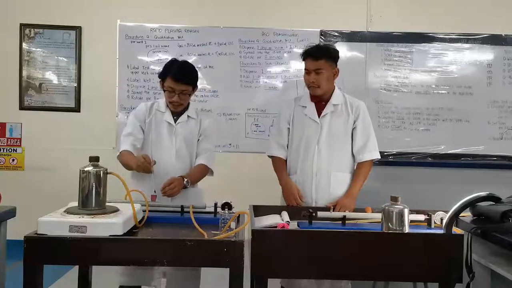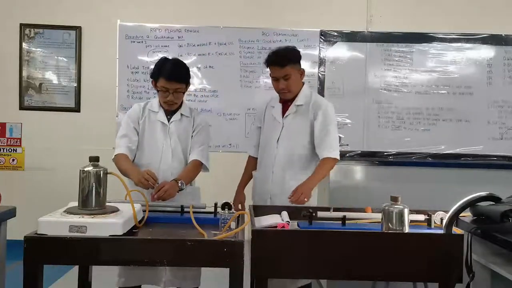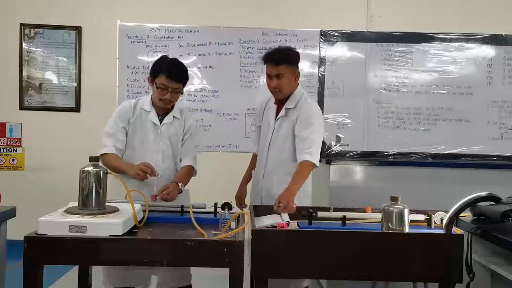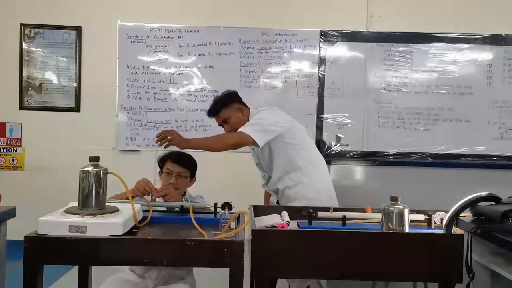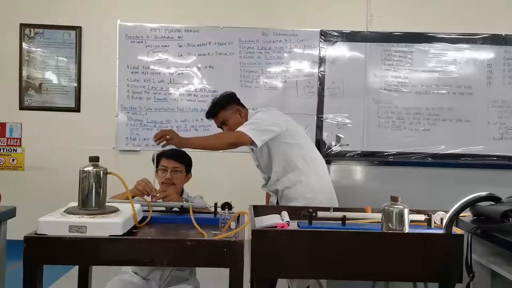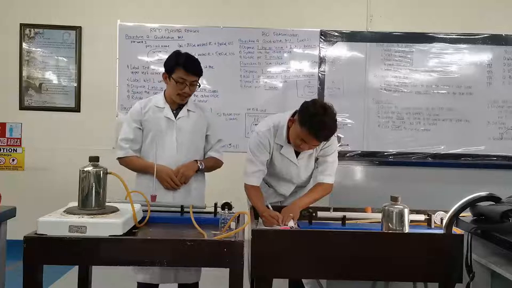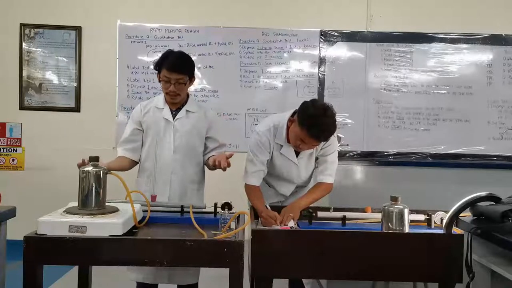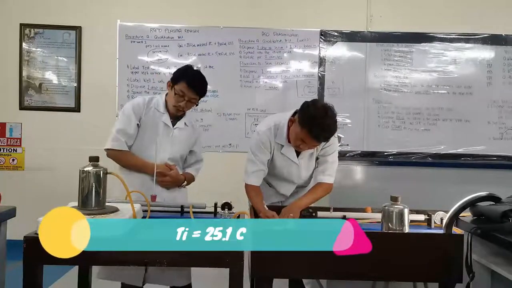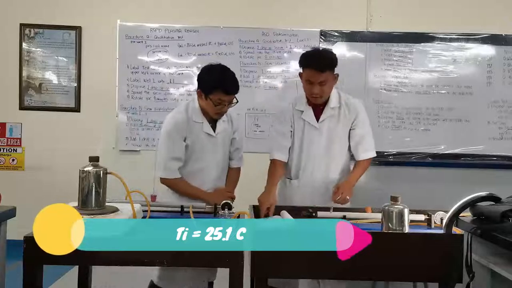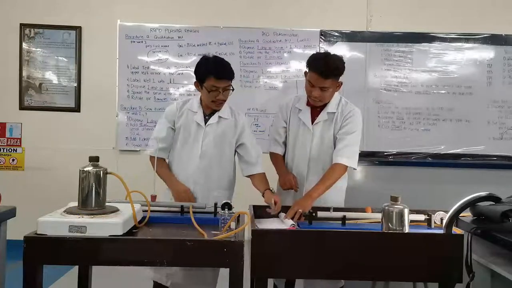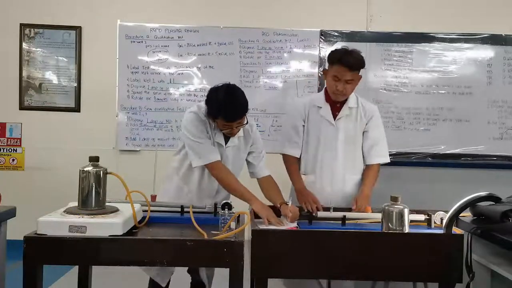So now we measure the initial temperature before being heated. The initial temperature of our rod before being exposed to heat is 25.1 degrees Celsius. So that's the initial temperature.